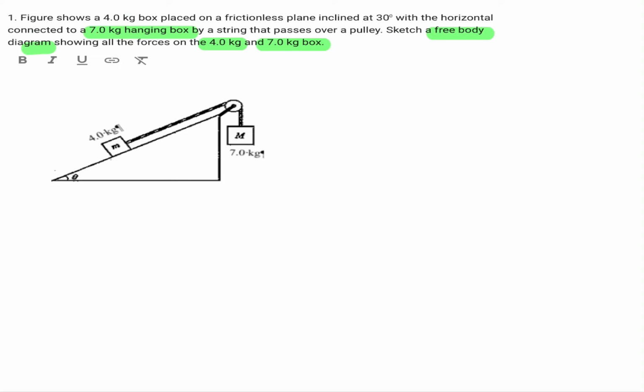Okay, free body diagram, how do you sketch? You want a free body diagram on the 4 kilogram first. So for the 4 kilogram, what you have here is the normal force, and then you have a tension and also weight.